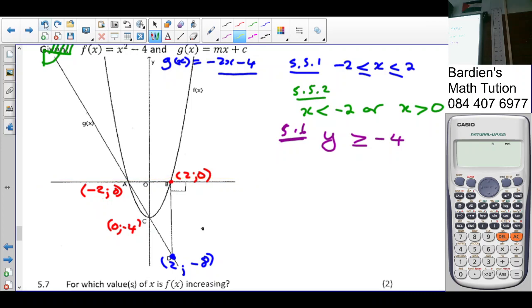Here f is the parabola. Is this graph increasing or decreasing? Decreasing. Am I interested in this? No. Where does it start increasing? From 0 onwards. So the graph is increasing from 0 all the way to infinity.